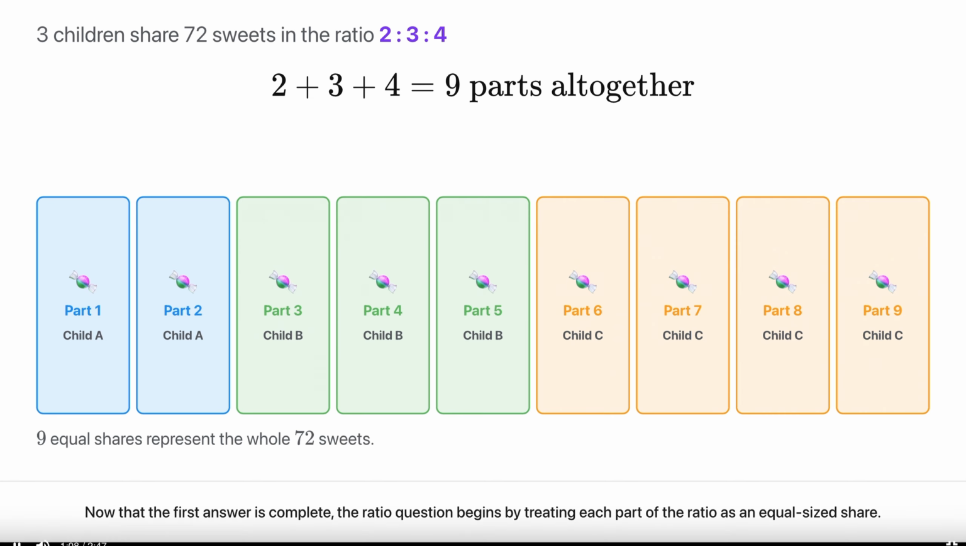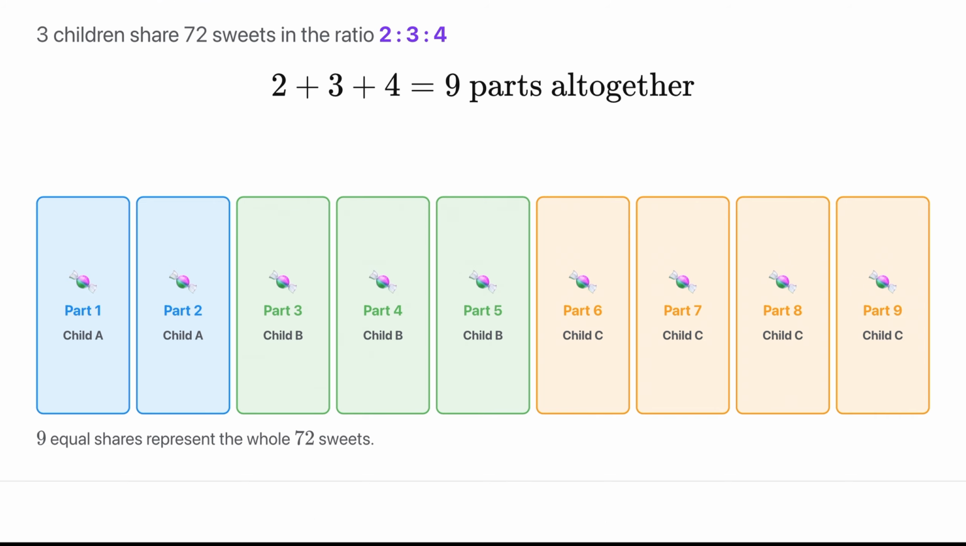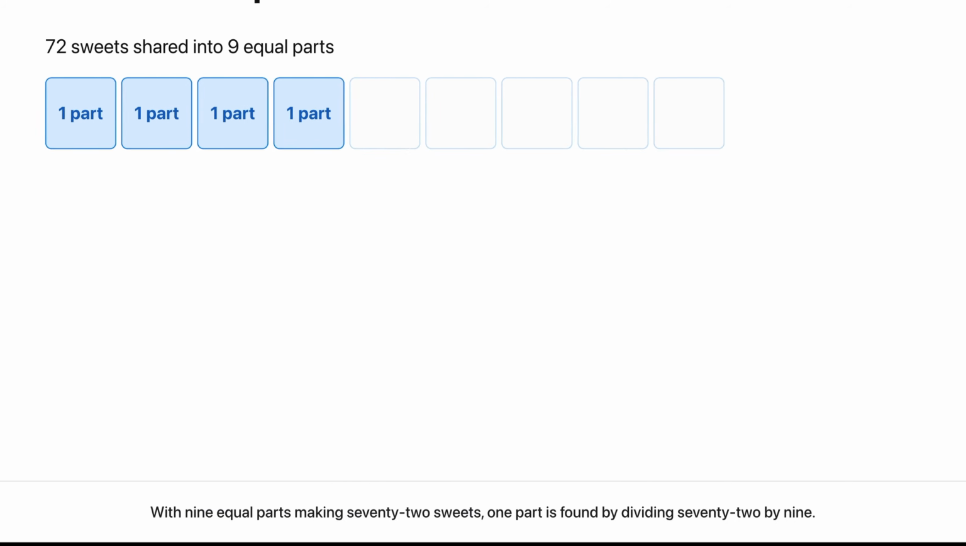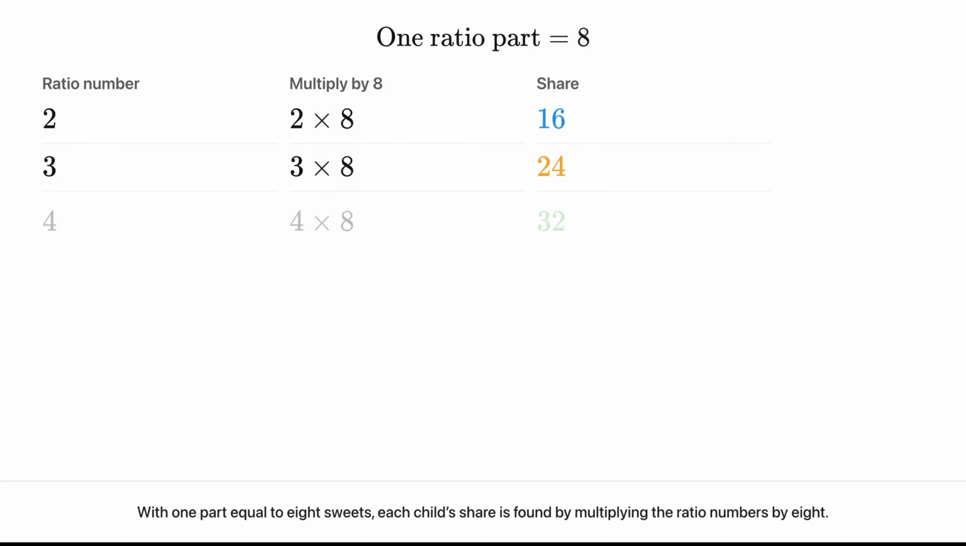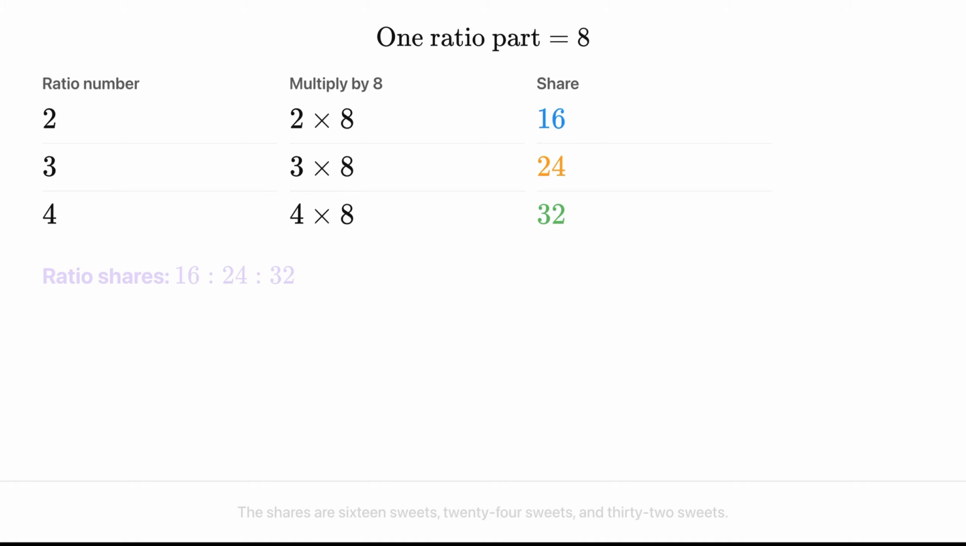Think of the ratio as an equal size share. If 3 children share 72 sweets in the ratio 2 to 3 to 4, then there are 9 parts altogether. With 9 equal parts making 72 sweets, 1 part is found by dividing 72 by 9. 1 part is 8 sweets. By multiplying the ratio numbers by 8, the shares are 16 sweets, 24 sweets, and 32 sweets.